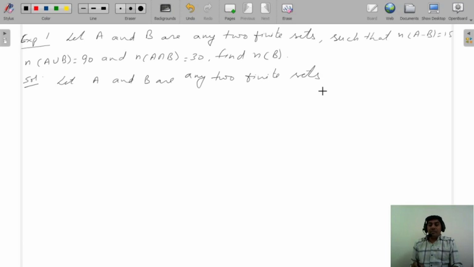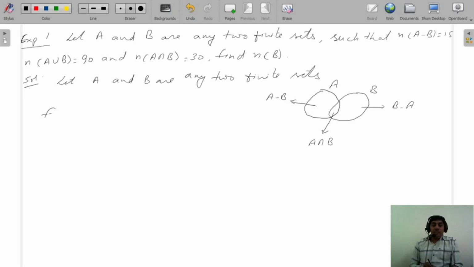Using Venn diagram, suppose this is A, this is B, then this part represents the common part of A and B, that is A intersection B. This part represents B minus A. This part represents A minus B.